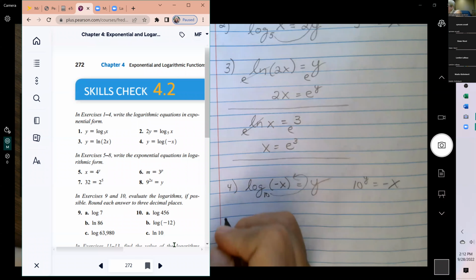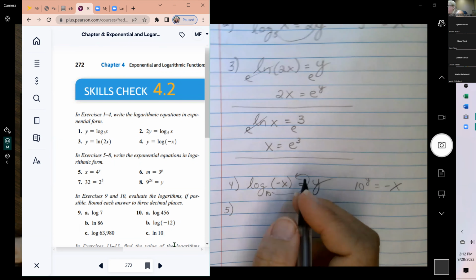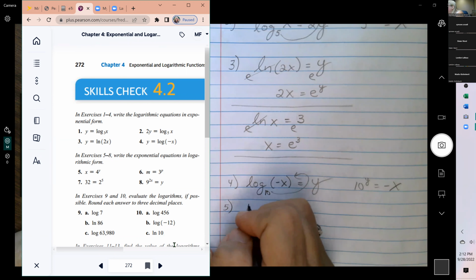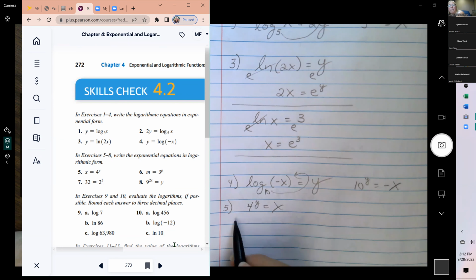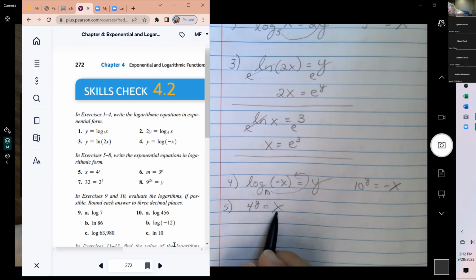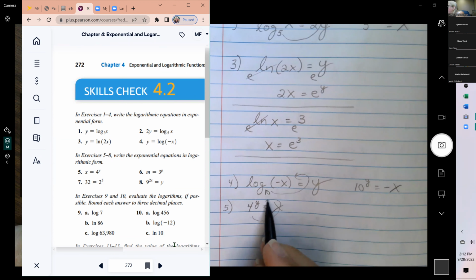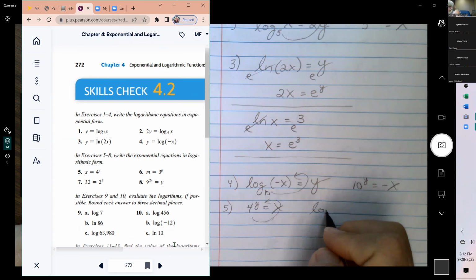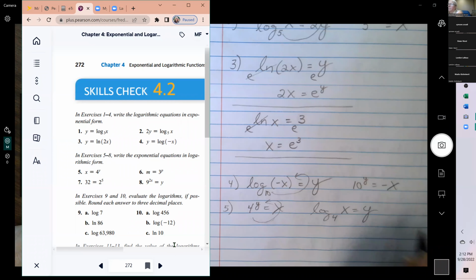Okay, let's try number 5. We're going the other way. Start with the base. So the log base 4 of x equals y. Loop around. So log base 4 of x equals y.